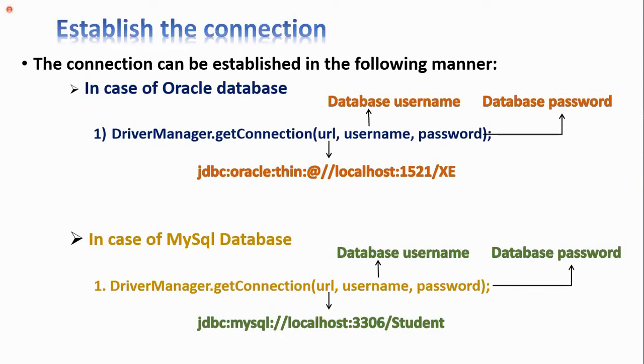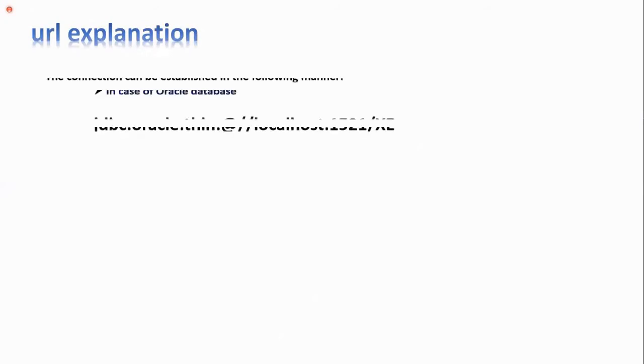Okay, now notice the things, guys, everyone. This is the URL explanation with respect to each database. The connection can be established in the following manner. In the case of Oracle database, this is the URL that we will be using: jdbc:oracle:thin://localhost:1521/XE. This is the URL that we will be using.